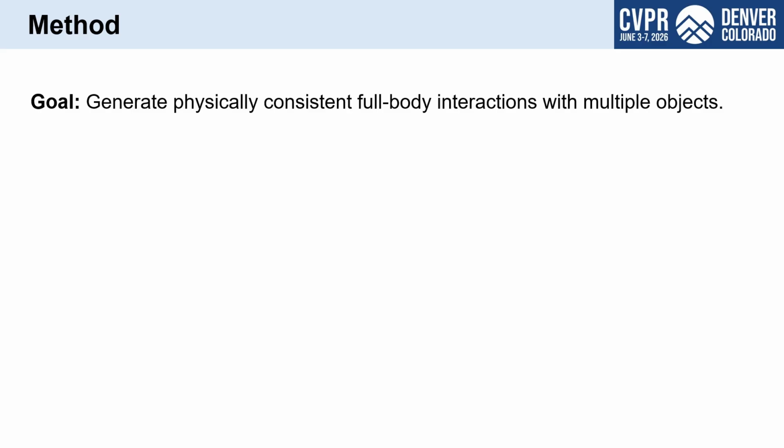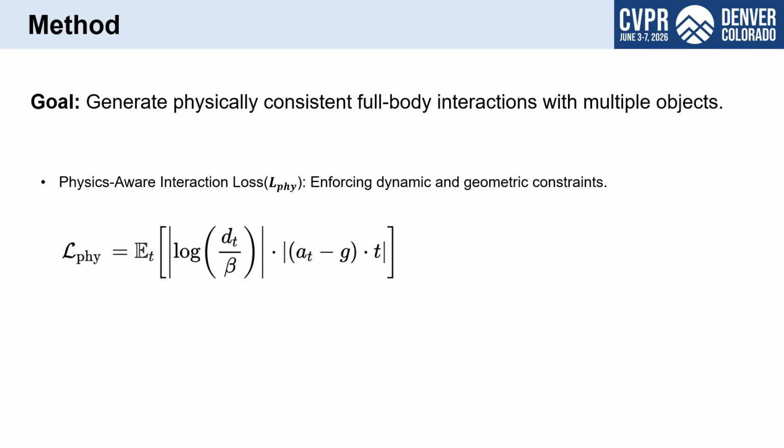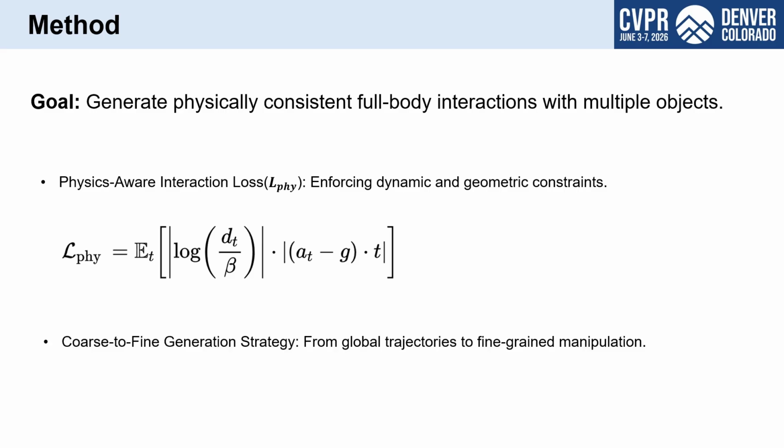The goal of PAMotion is to generate physically consistent full-body interactions with multiple objects. There are two key components in our framework: physics-aware interaction loss, which enforces both dynamic and geometric constraints, and a coarse-to-fine generation strategy, which generates motion in stages.